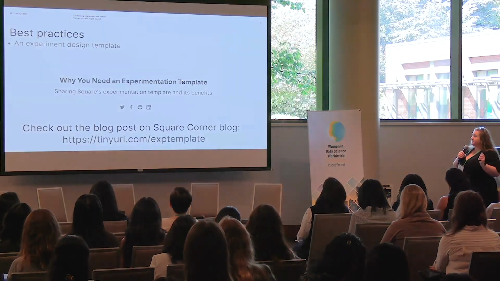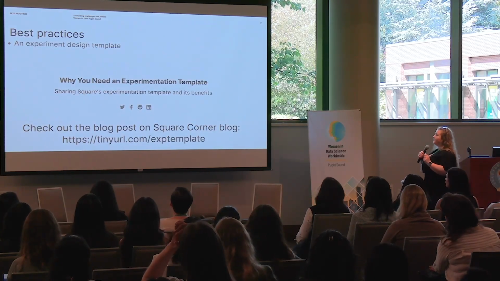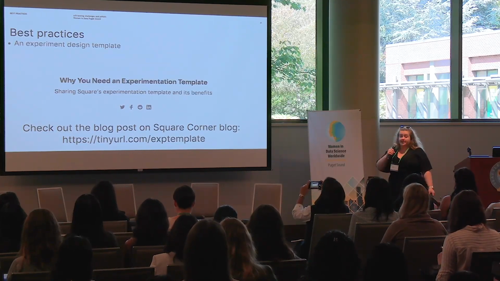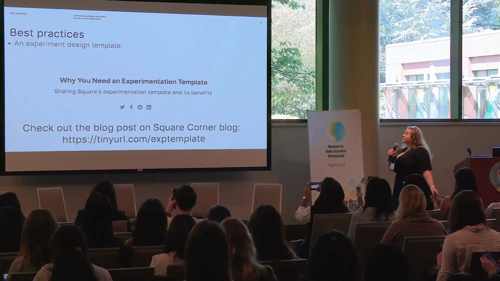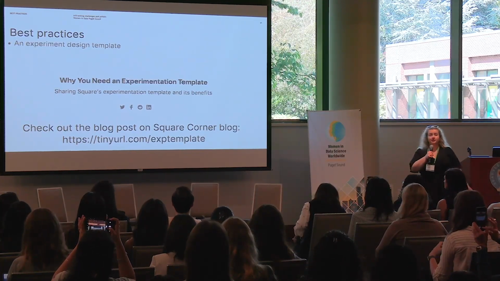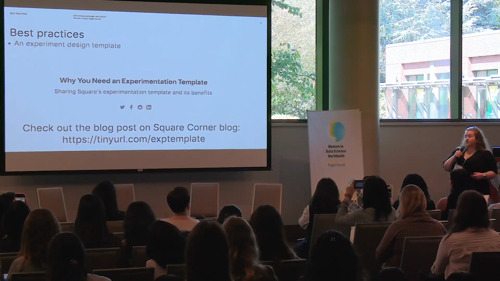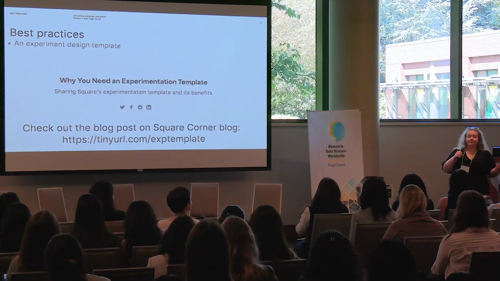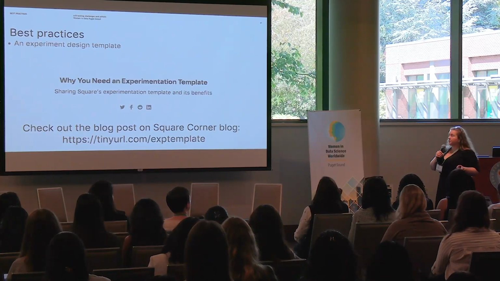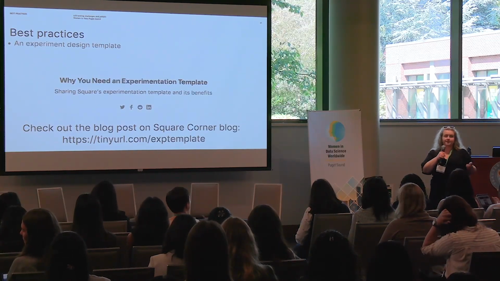So, some best practices. An experiment design template. This is a plug to the blog post I've written, where I share Square's experimentation template that any of you can download and use. It talks about a lot of the things I have already covered. It pushes you to outline the business problem, hypothesis, and the metric. It tells you, hey, tell me when this experiment is meant to start, and how many users I need in each group. It has a space for including the actual screenshots of the new experience if you want to do that.